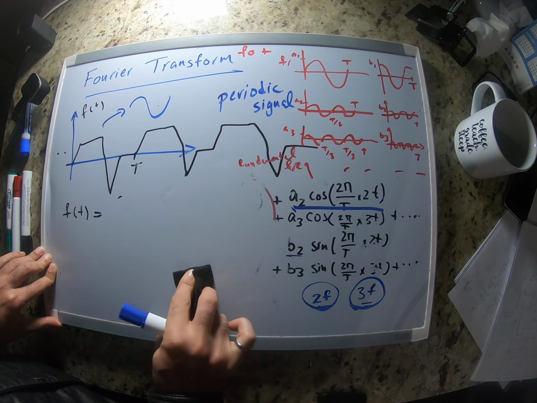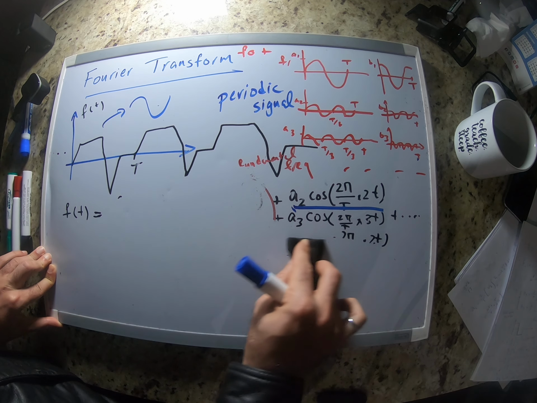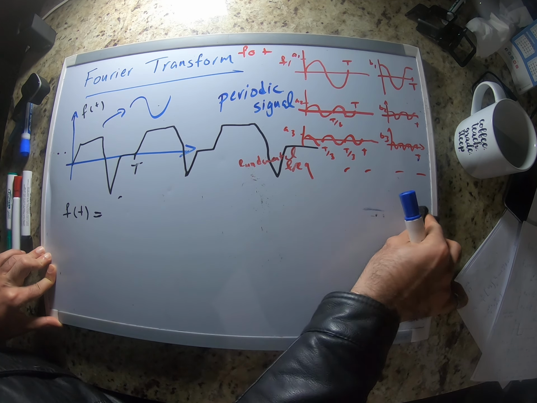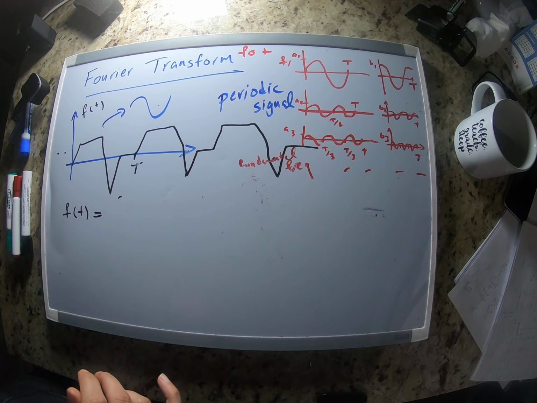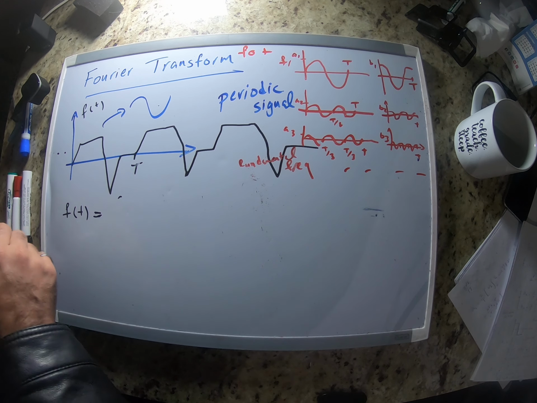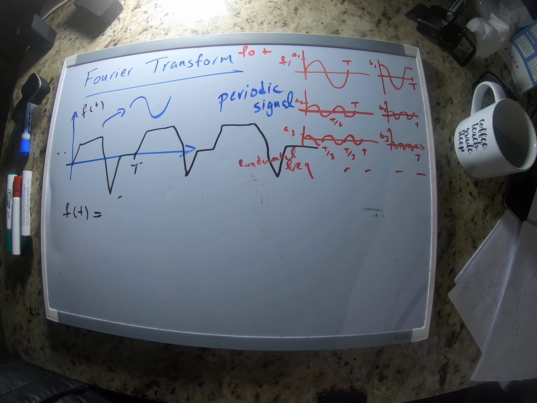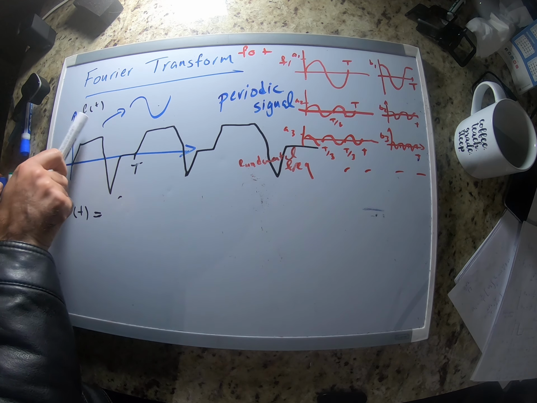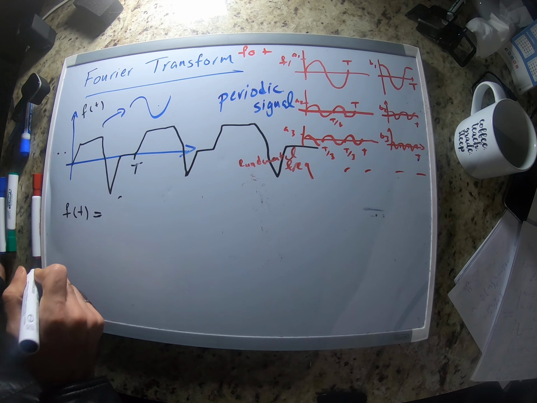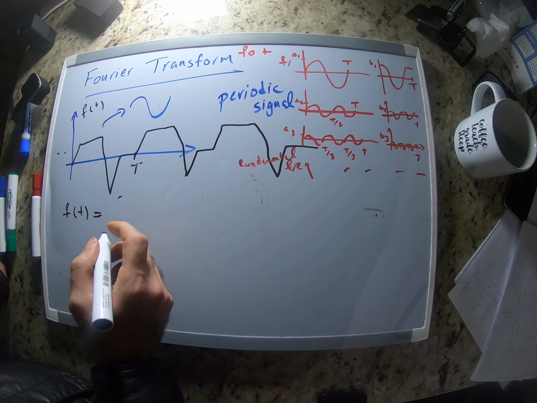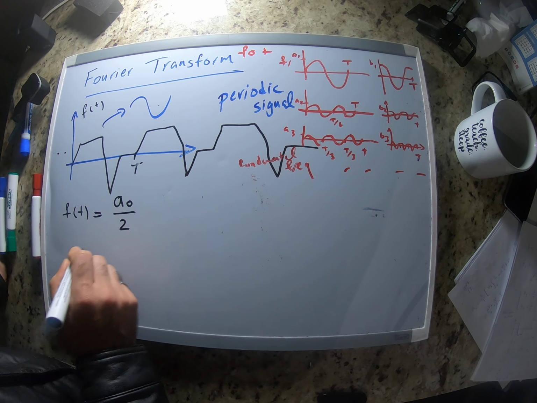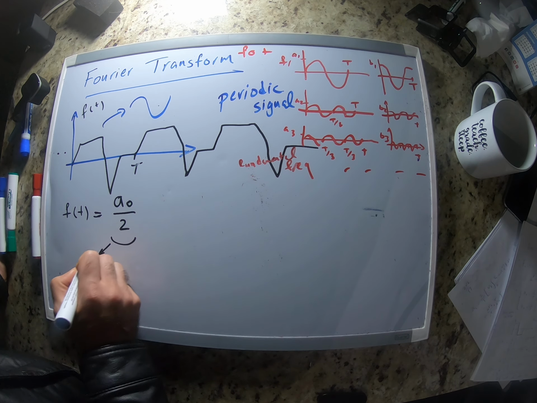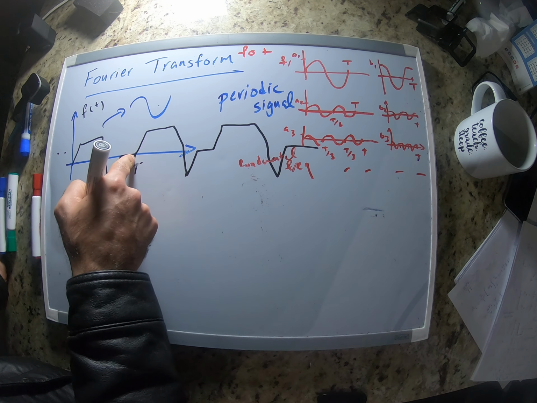So let's also see what the original formula for Fourier transform is. So the original formula for Fourier transform is this. It basically tells us that this signal can be written as a DC value, right, which is gonna give us the same as the average of the signal over the period.